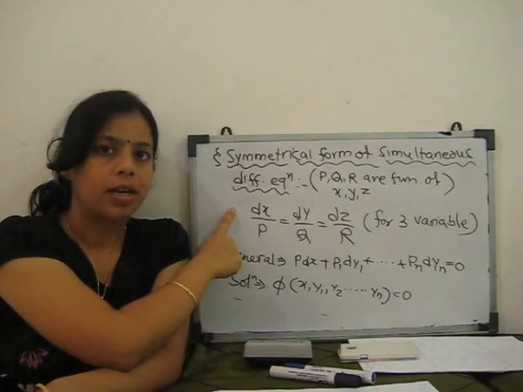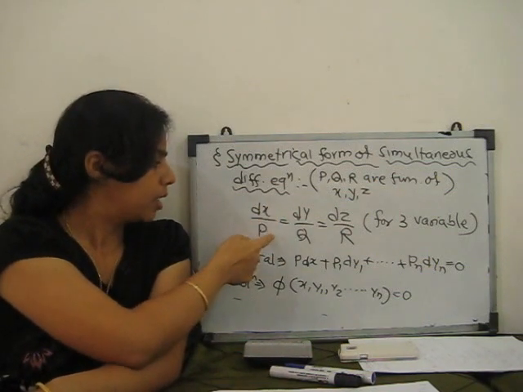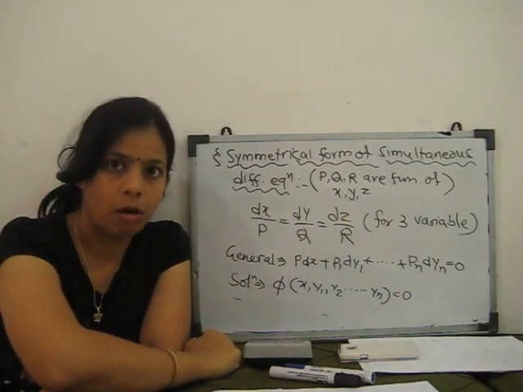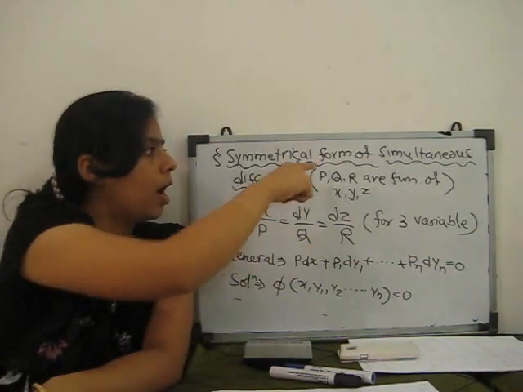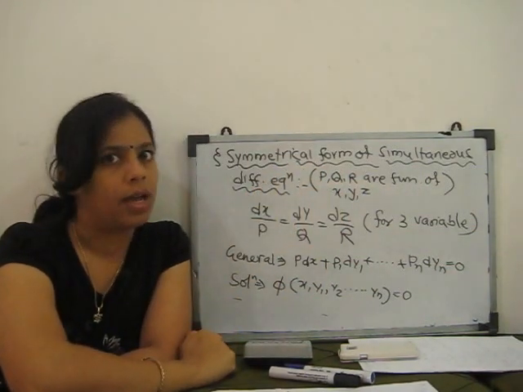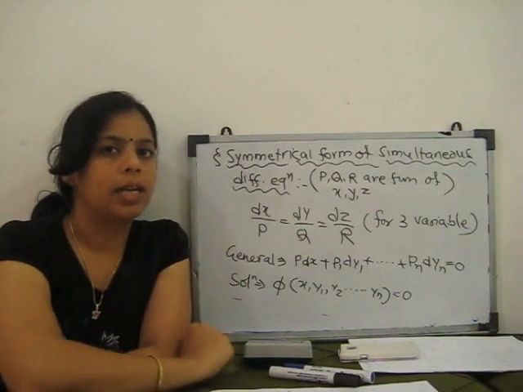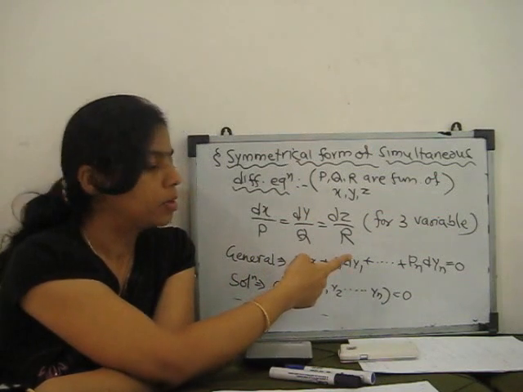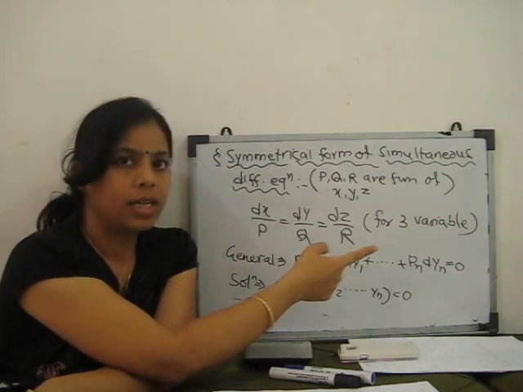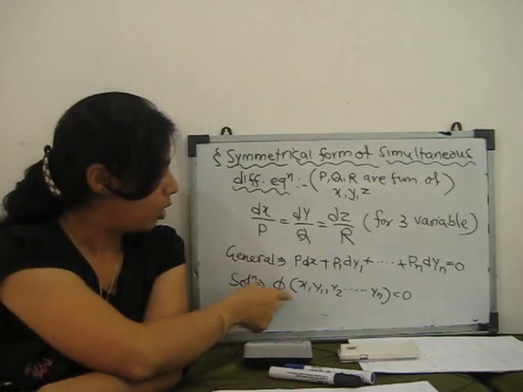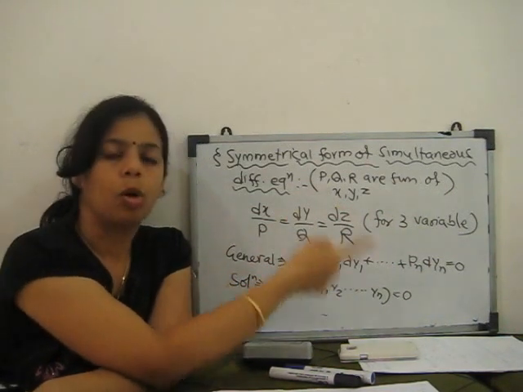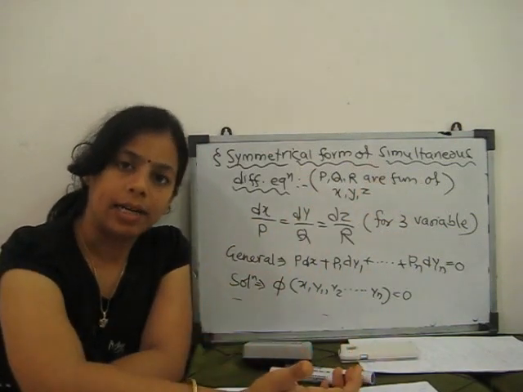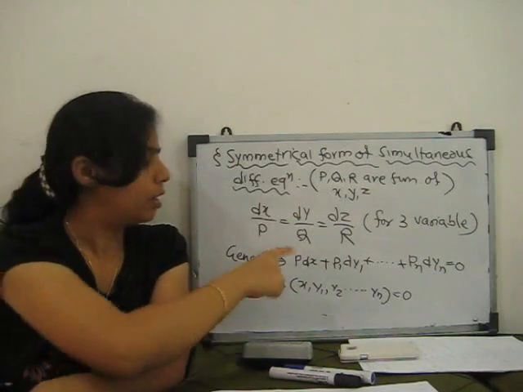This symmetrical form is given by dx by P, dy by Q, dz by R. That means if our equation is given in this form, where capital P, Q and R are functions of any x, y and z. So this is for three variables. In general, the given equation is P dx plus P1 dy1 plus P2 dy2 up to Pn dyn. Then its solution is given by phi of x, y1, y2, y3, meaning we have a set of solutions, and that combined set is called the complete solution of the given equation.